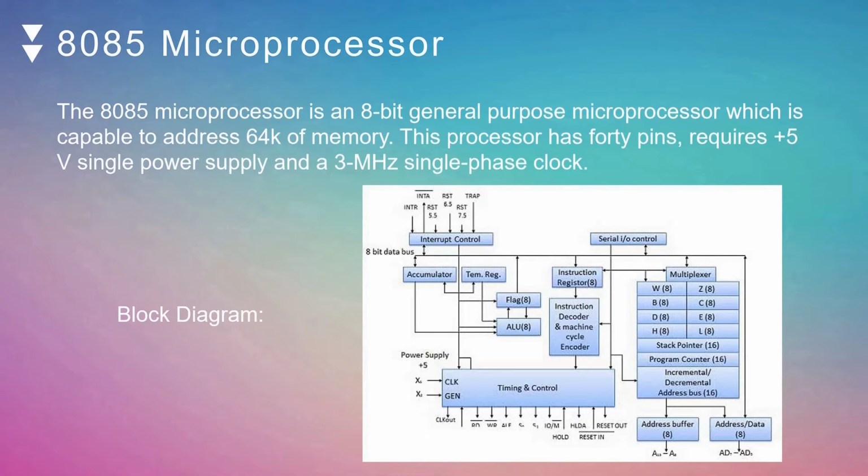Now we will see one of the most popular microprocessors, that is the 8085 microprocessor. It is an 8-bit microprocessor which is capable of addressing 64K of memory. It has 40 pins. The 8085 microprocessor uses a single +5 volt DC supply for its operation. The clock speed of the processor is about 3 megahertz. Here we can see the block diagram of the 8085 microprocessor.